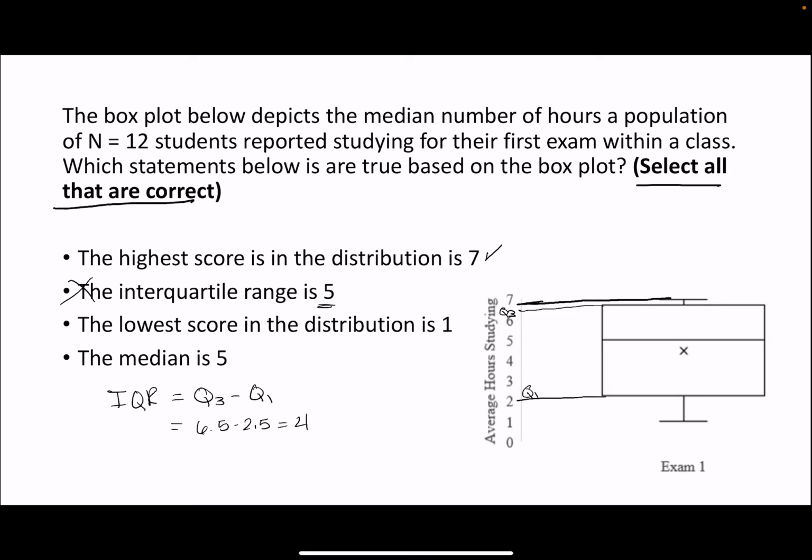It says the lowest score in the distribution is 1. Remember, the lowest score is the bottom of our whisker here, and that is indeed 1, so that's good. And the median is 5. Remember, the median is here at our center. If we come across, that's pointing straight at 5, so that is correct as well. So when we answer this one, all three of these are correct, since we were selecting everything that was correct.